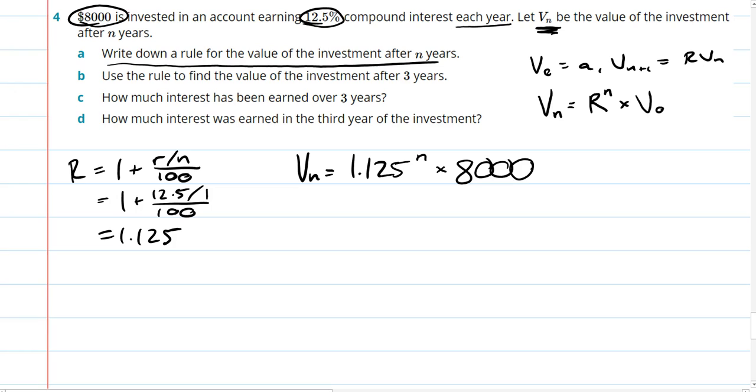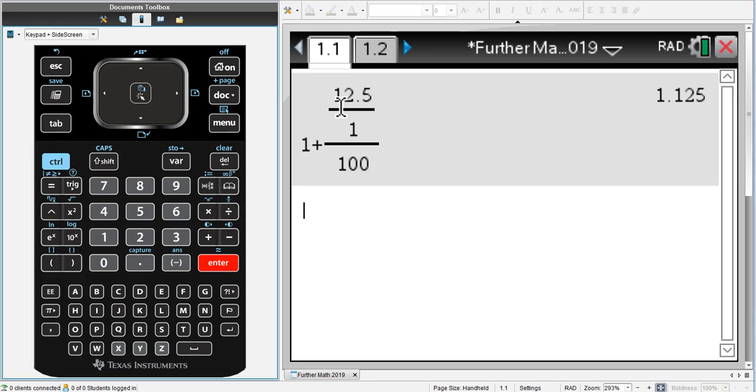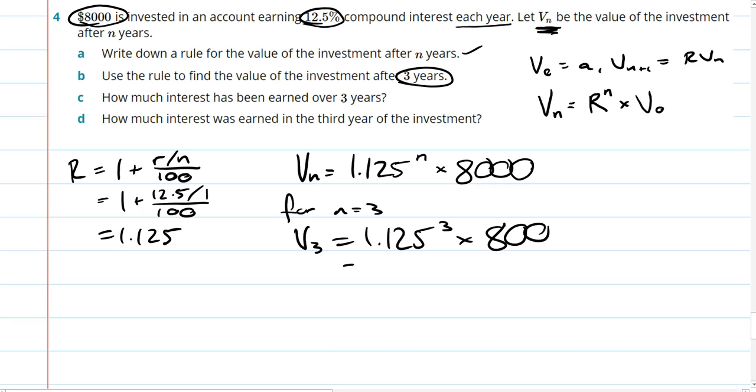So we want to find the value of the investment after 3 years. For n equals 3, we say V3 equals 1.125 to the power of 3 times 8,000. And that's something we're definitely going to do in our calculator. So 1.125 to the power of 3 times 8,000 is $11,390.63 to the nearest cent.